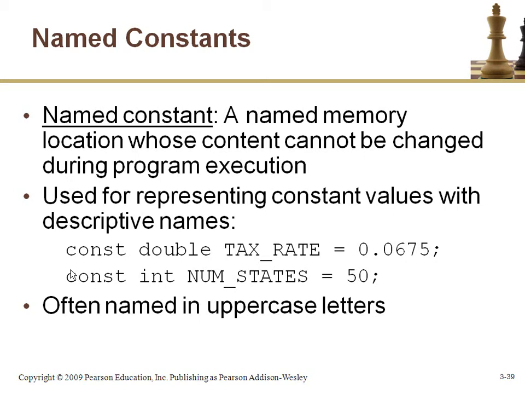For example, tax rate. You want to have a named constant of type double, with a value fixed at the beginning of the program. Or you want to have a constant integer for the number of states. Often the name you use for a named constant is in uppercase letters.